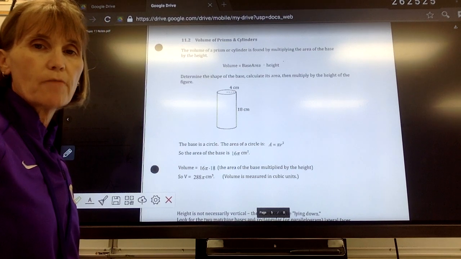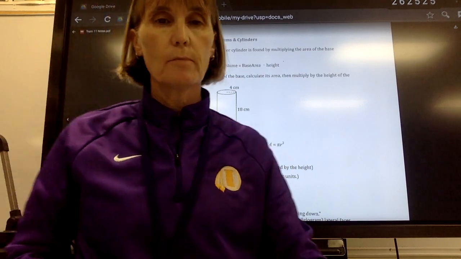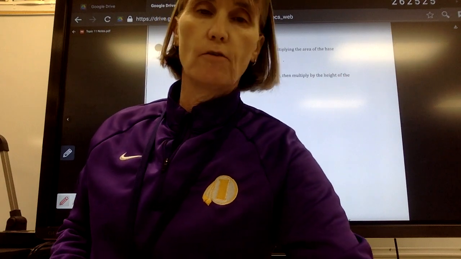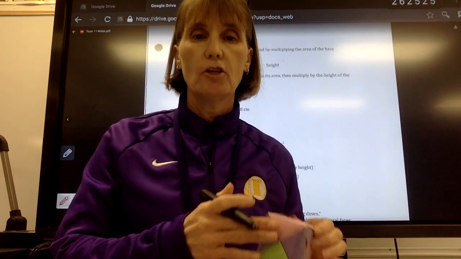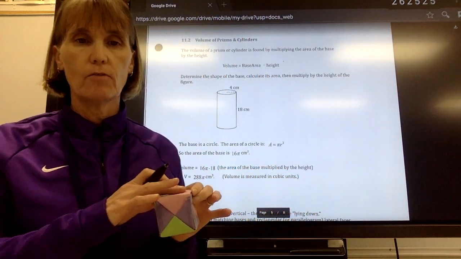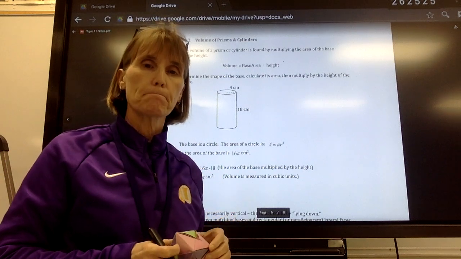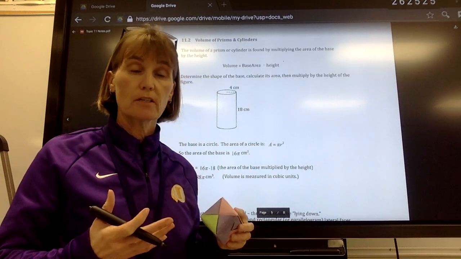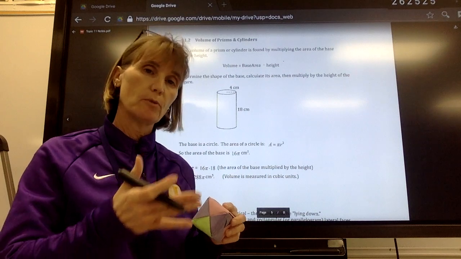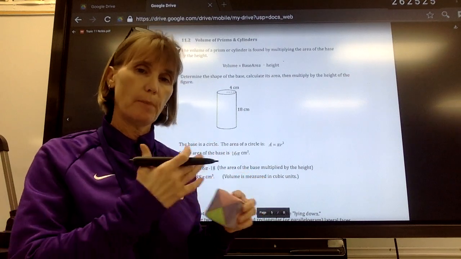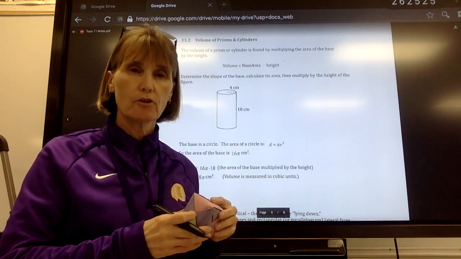All right, now we're going to talk about volume, okay? And we've talked about surface area, and that is if you were going to take each of the faces of the solid figure that you have, and you're going to put like paper around it, or you're going to paint the outside of it, you'd have to find surface area.